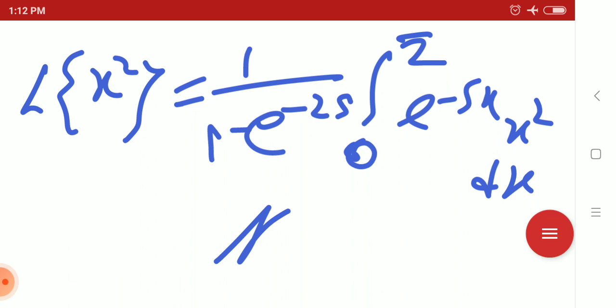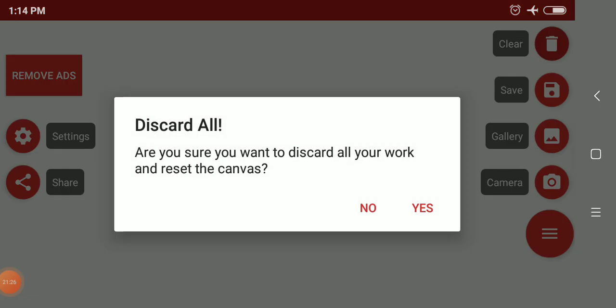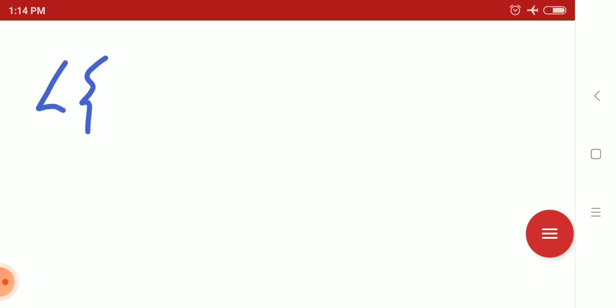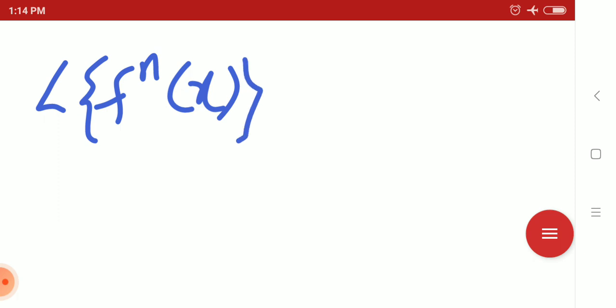So there are some more important problems of Laplace transformation, and another important property. Now one of the most important properties we will study is the Laplace transformation of a derivative, the Laplace transformation of f^(n)(x), the nth order derivative. How can we do that?